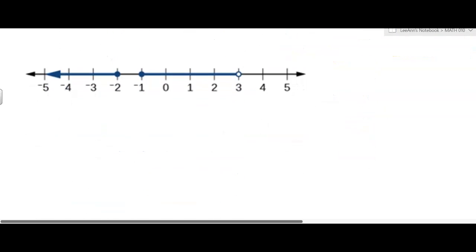I think this is kind of a bonus problem, so it's a little hard to read, but it looks like we've got a closed dot here going off this way, and then we've got a closed dot here going up here, and then an open dot. So how would we write that with inequality notation? Well, with inequality notation, we would say x is less than or equal to -2, or x is greater than or equal to -1, but less than 3. So that would be our inequality notation.